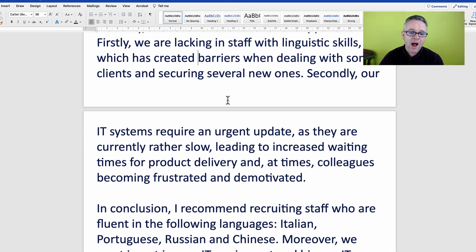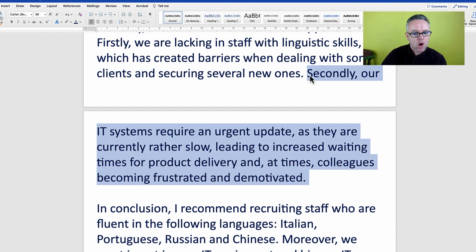Secondly, our IT systems require an urgent update as they are currently rather slow, leading to increased waiting times for product delivery and, at times, colleagues becoming frustrated and demotivated. So quite a long sentence there. Let's go through it again.